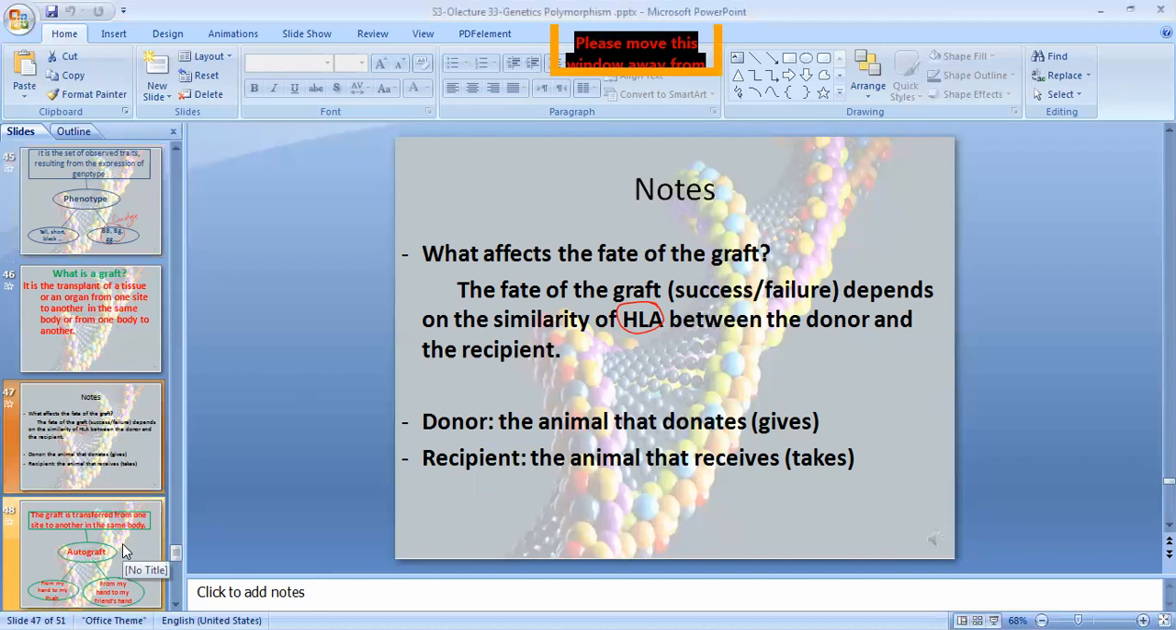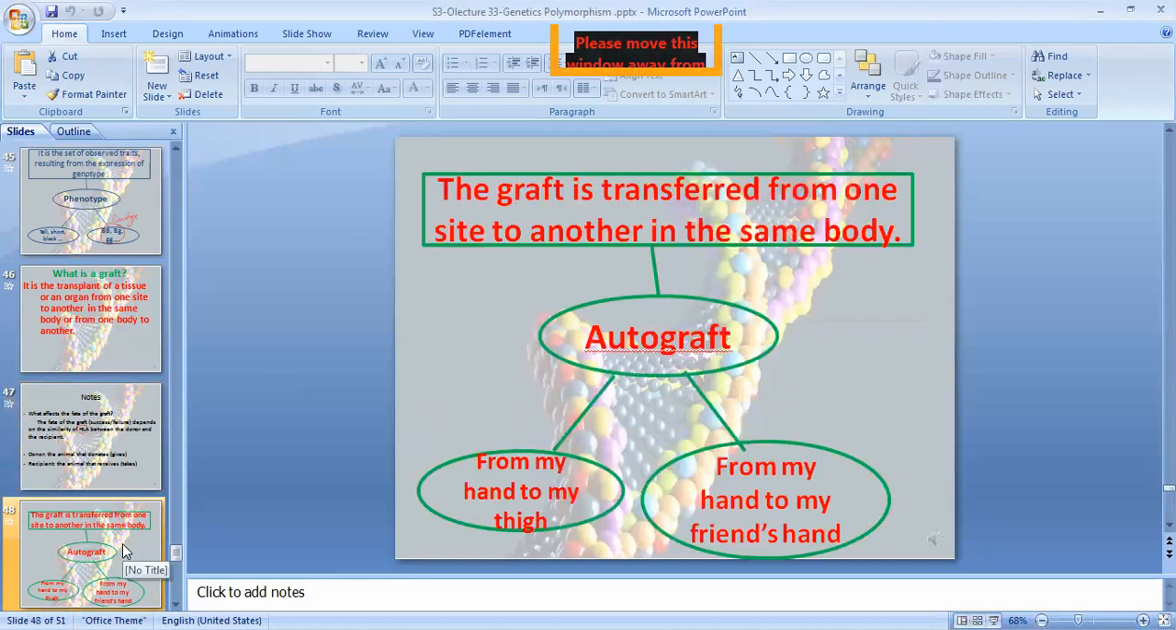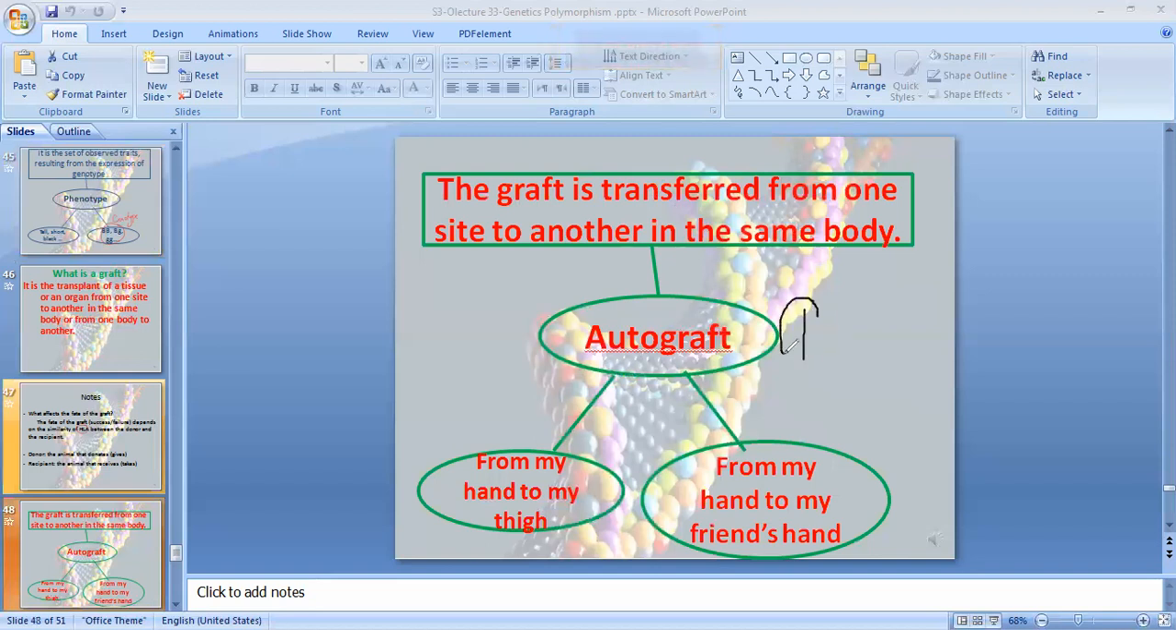Moving now to talk about the different types of grafts. First type of graft is called the autograft. Auto, I always tell my students, auto is the first type. Auto, it's automatic. So the definition: the graft is transferred from one side of the body to another side within the same body. What does this mean?